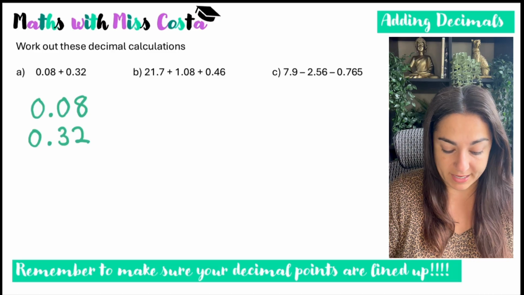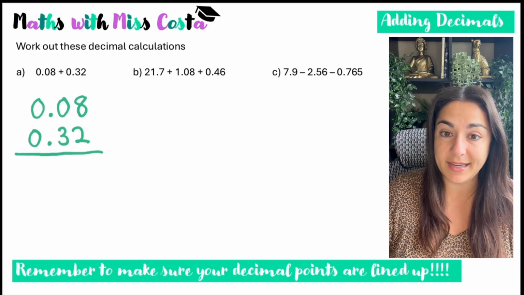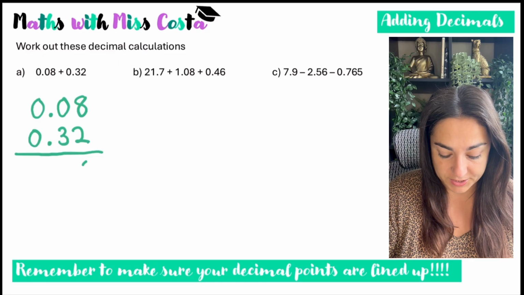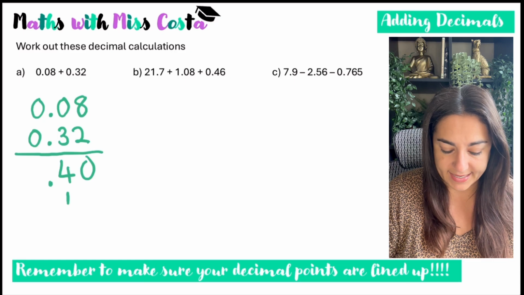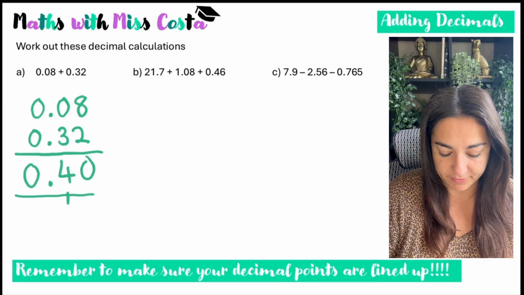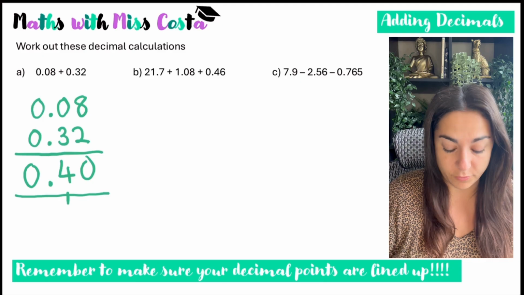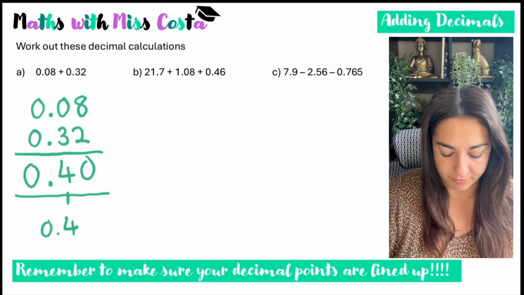So 0.08 plus 0.32, I can just use the column method now. 8 plus 2 is 10, 0 plus 3 is 3 plus 1 is 4. So if I added these together and 0 plus 0 is 0, that would give me 0.40, which is the same as 0.4.